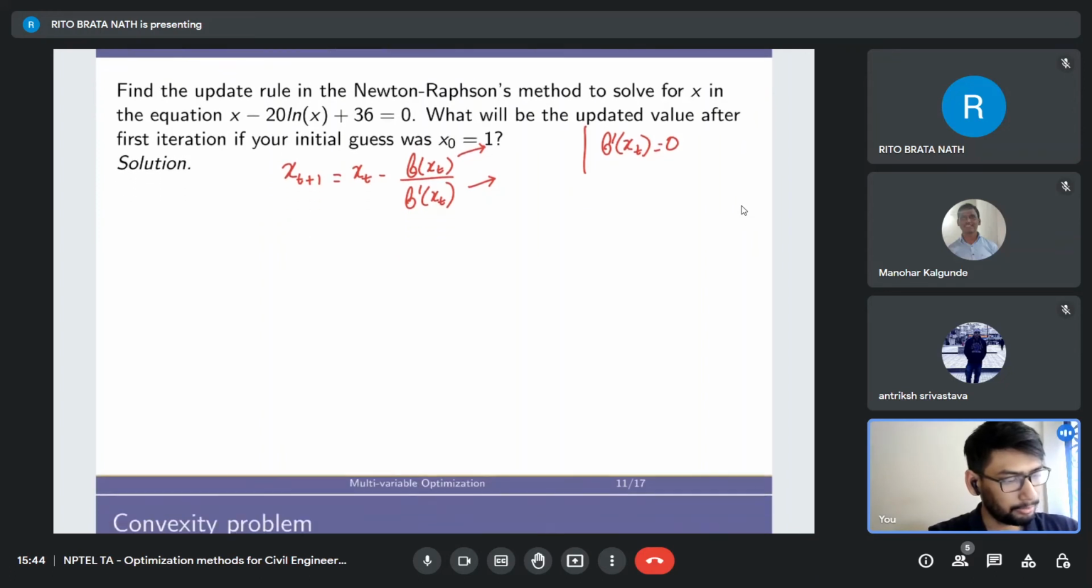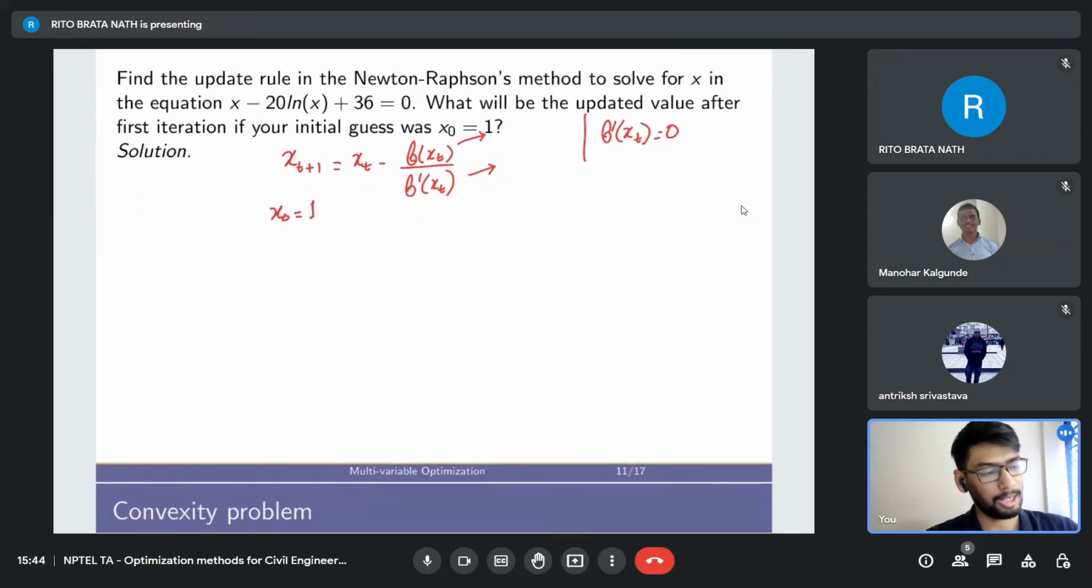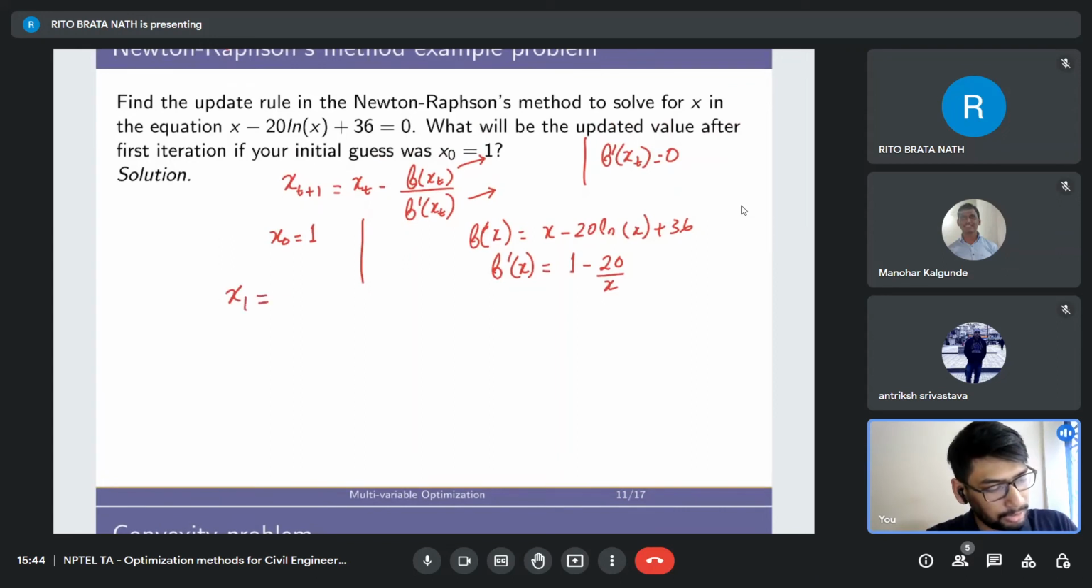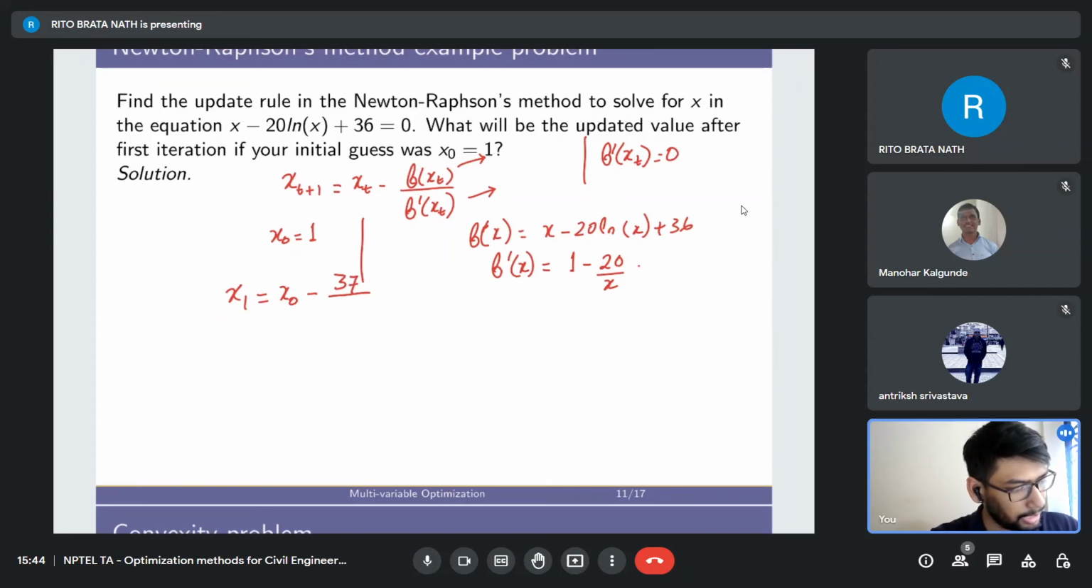Again, you can start with x naught equals 1, and you need to have the first derivative of the function. So your f(x) is x minus 20 ln x plus 36, and your f prime x is 1 minus 20 by x. If you just plug these values, you will get x1 equals x naught minus f(x naught) over f prime of x naught. This part will be 37, and in your denominator, you will have 1 minus 20 by 1, so this is minus 19. So this will be 56 by 19. This will be your updated value of x1.